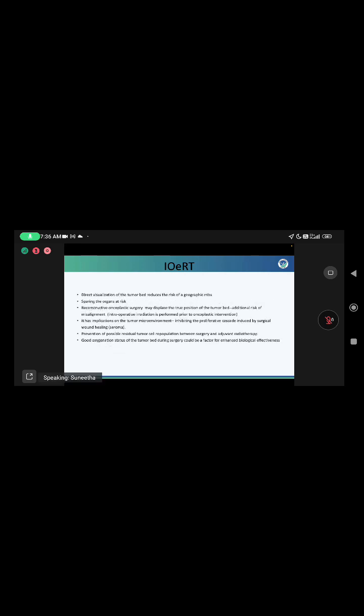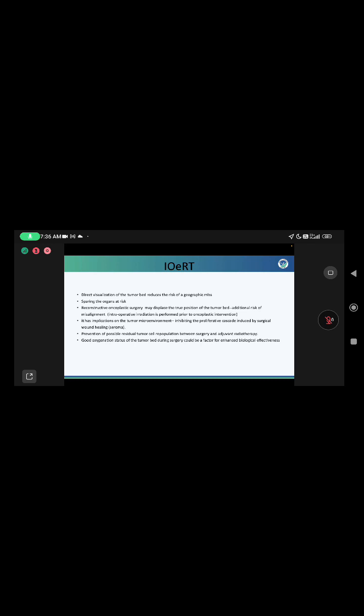So what are the advantages of IORT? In IORT, we can directly visualize the tumor bed. When the surgeon removes the tumor and retracts the surrounding structures, the OARs and the surrounding structures, we can directly visualize the area of interest or the tumor bed. So there is always less chance of geographic miss.